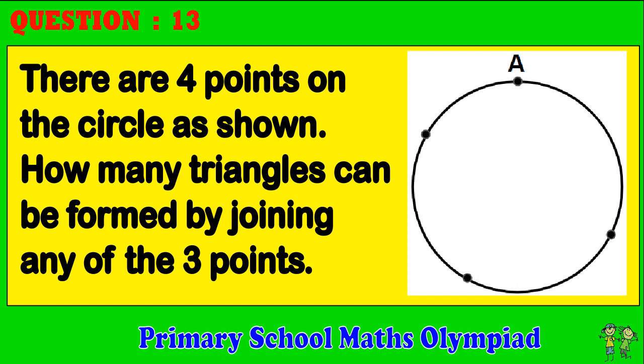Question 13. There are 4 points on the circle as shown. How many triangles can be formed by joining any 3 of the points?